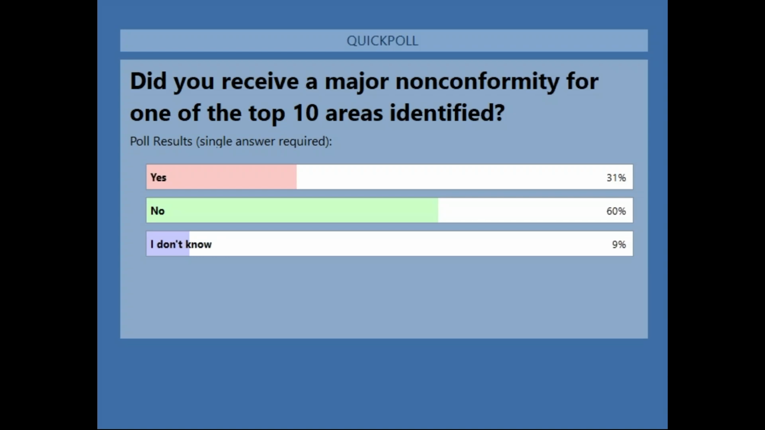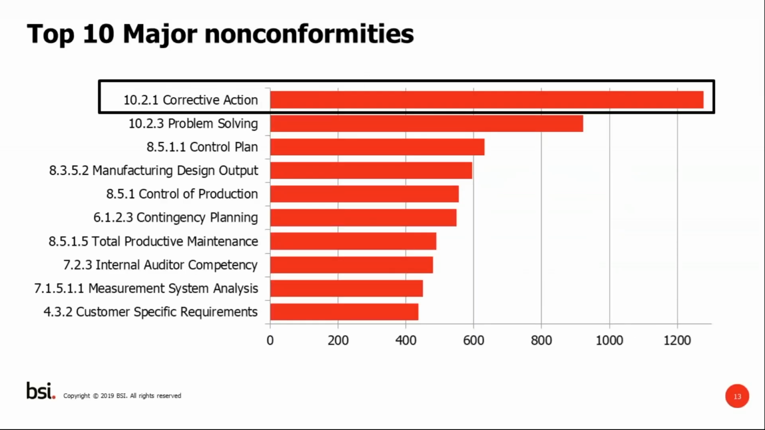Interesting to see 60% not in terms of major nonconformities on that, but we'll run another poll in a minute looking at minors and see whether the percentage changes. But let's just go back to the top 10 majors. So if we look at the top one, 10.2.1 corrective action, that's actually an ISO 9001 requirement. That's not an IATF requirement.